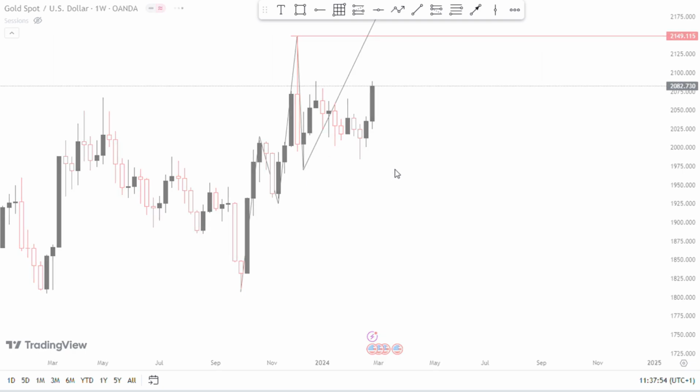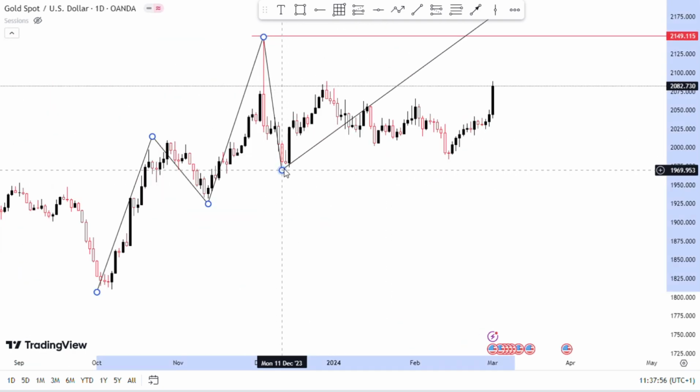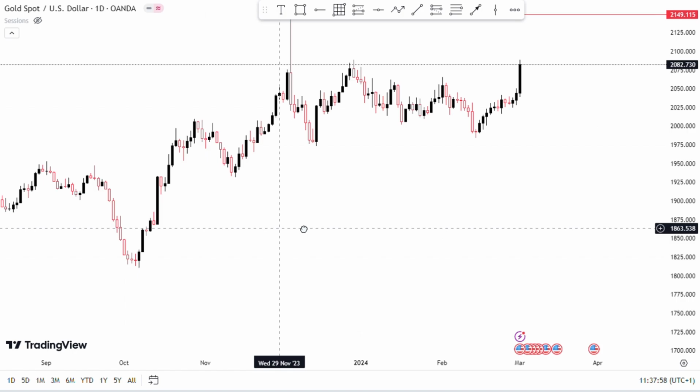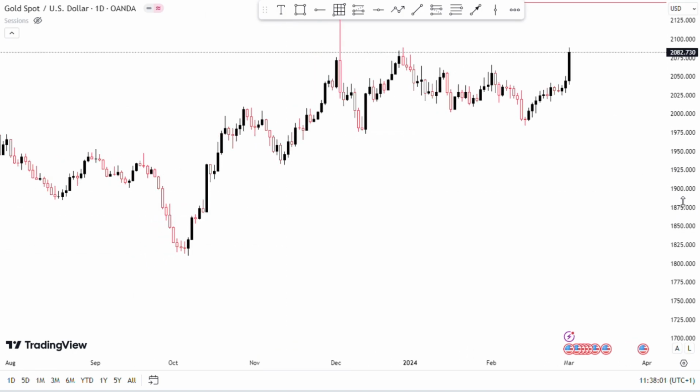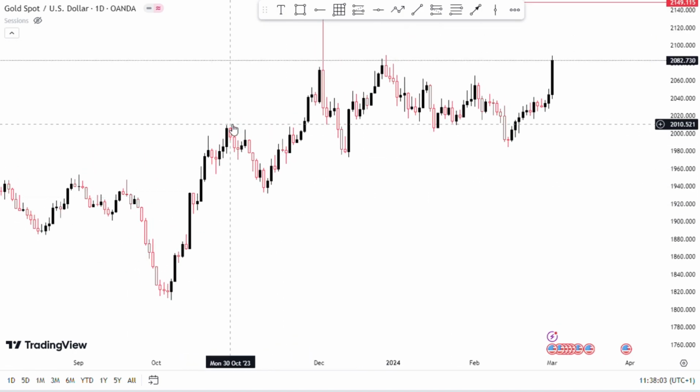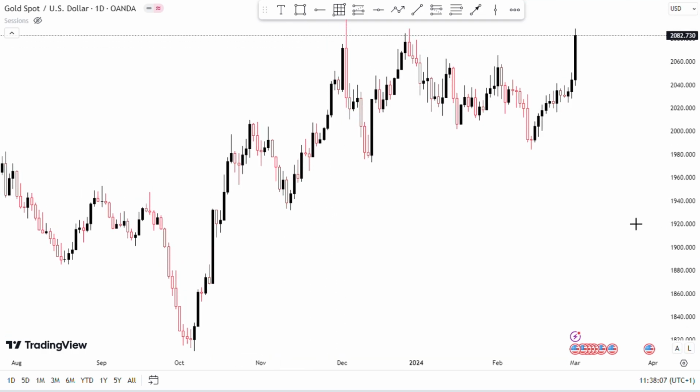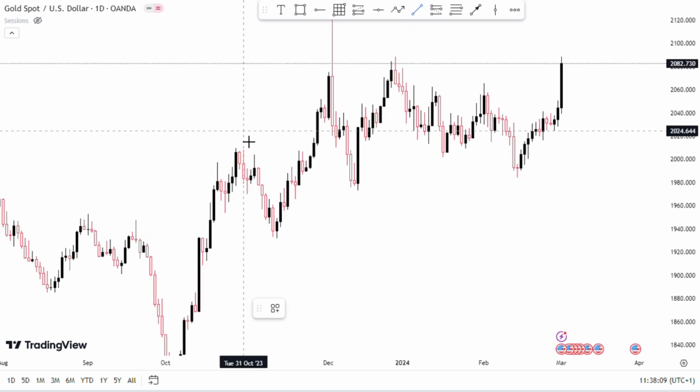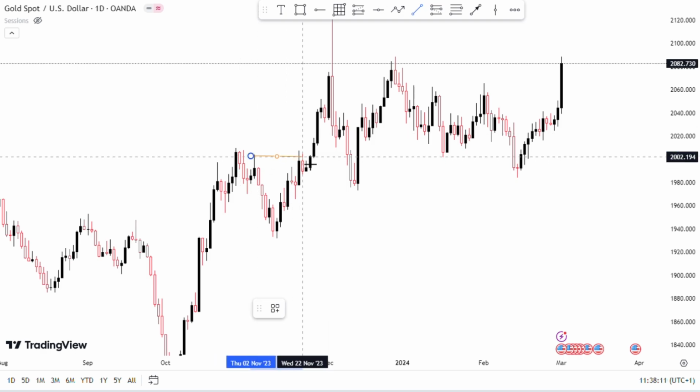So on the daily time frame, let me show you guys something. You can see we have a lot more information here than on the weekly time frame. You can see price ended up breaking this high here. What's responsible for this break? Let me just draw it. Price broke this high here, and what's responsible for the break is this order block here.